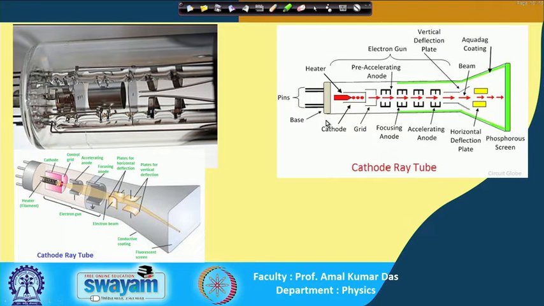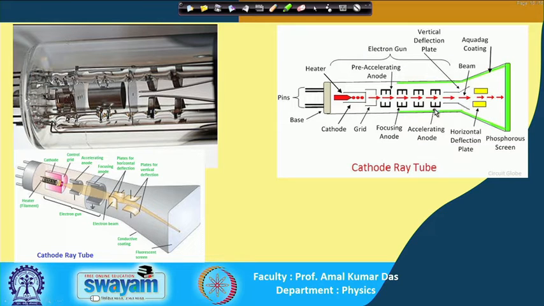For more details, it is not that simple. As I told, there is this filament, and then the cathode, okay, and this grid, as I told. And then these are the focusing anode. And this plate with hole, as I showed you, these are basically the accelerating anode. Okay.